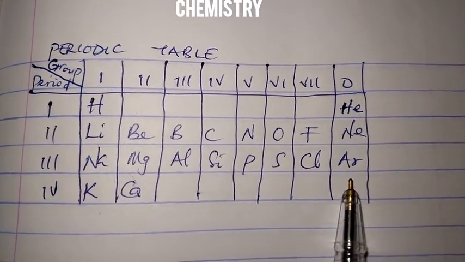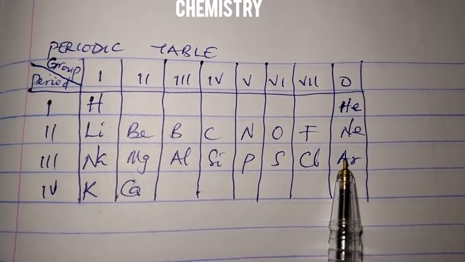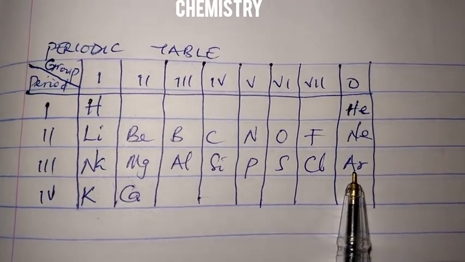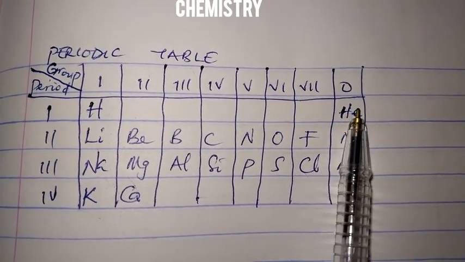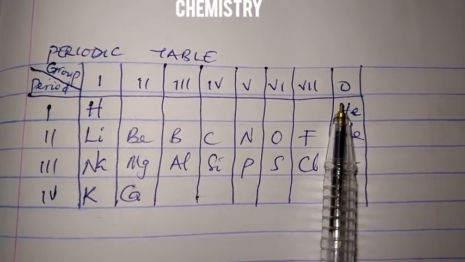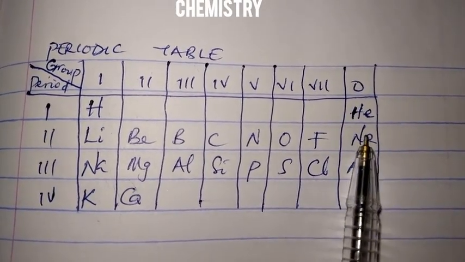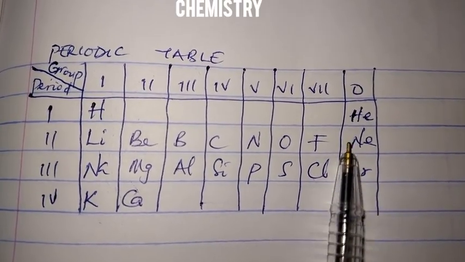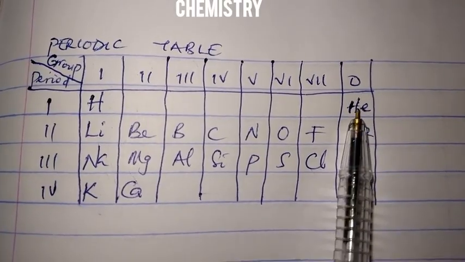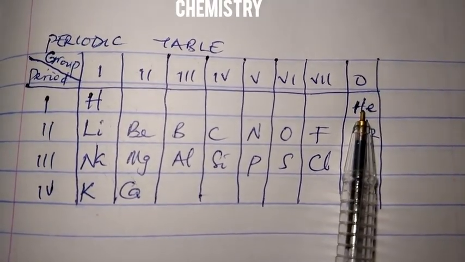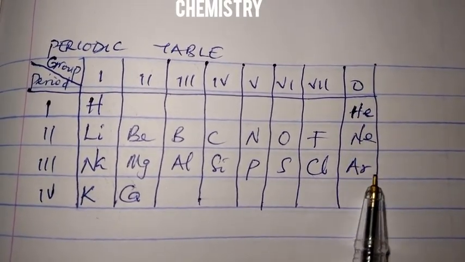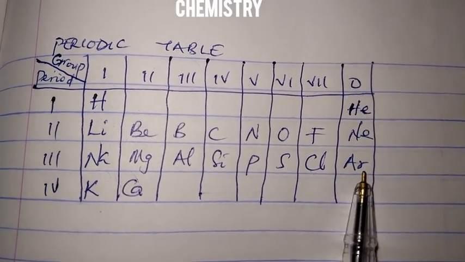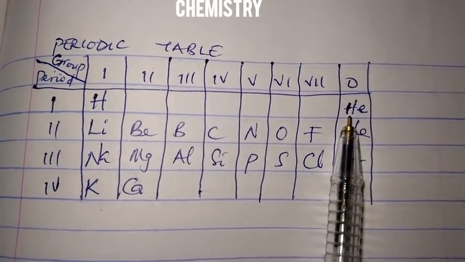Group 0 will have either 2 or 8 electrons in their outermost shell. Helium has only 2 electrons in its outermost shell, which is complete. Neon and argon have 8 in their outermost shell, also complete. You call the 2 duplet configuration, and the 8 octet configuration. Octet means 8, oct. Duplet, 2.